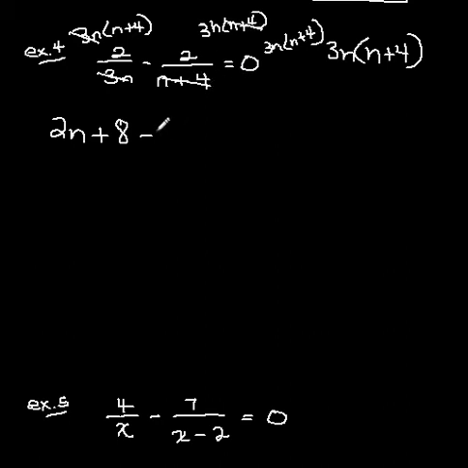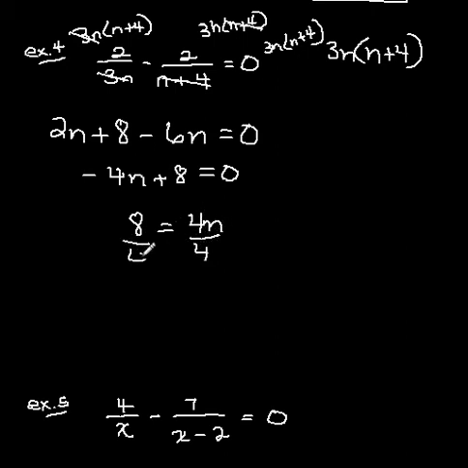Okay, these cross out. Back to this is easy. Minus 6n equals 0. So we get negative 4n, plus 8 equals 0. We could say 8 equals 4n. If we add that to both sides, divide, and we get n equals 2. Alright, let's do the next one.